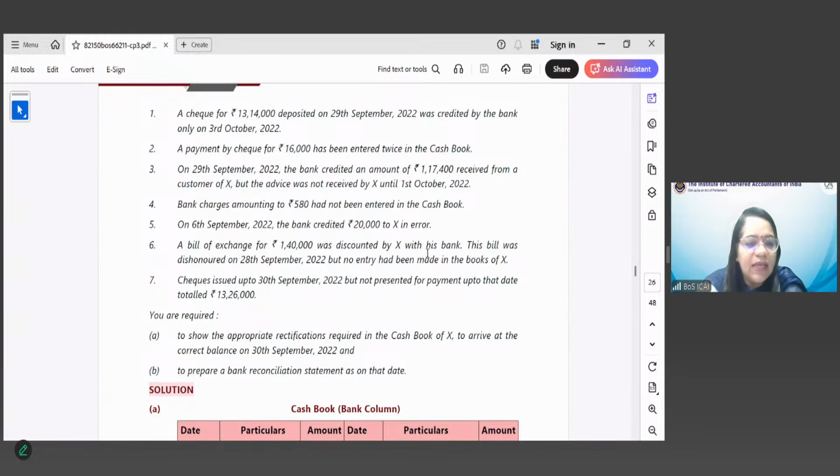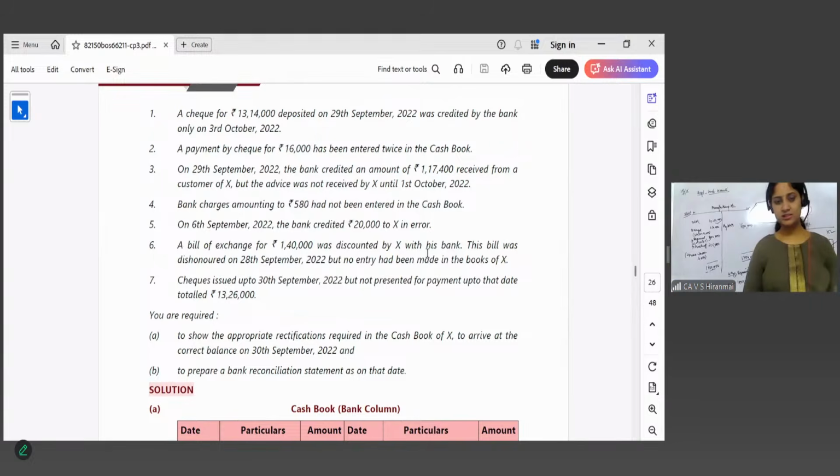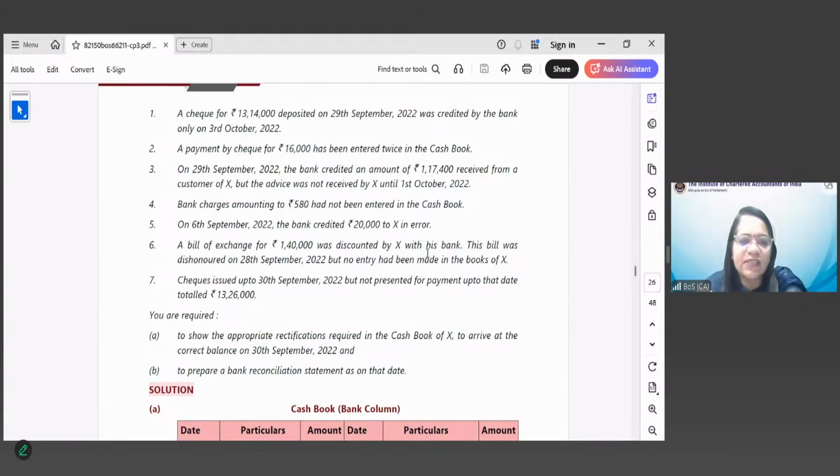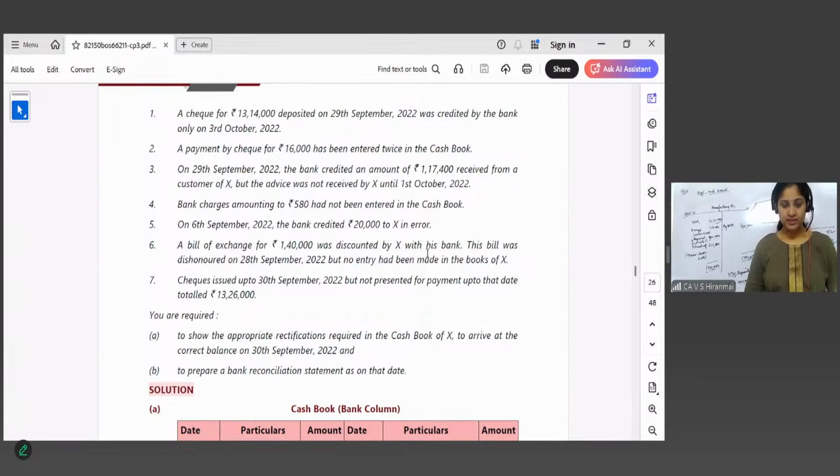And this query here, on 6 September 2022, the bank credited rupees 20,000 to X in error. What are her queries? 1, 3, 6, 7, 5, 6, 7. Okay. See, Anjana, you please listen. Query number 1: a check for 13,14,000 deposited. Okay. This one and the 7th one.